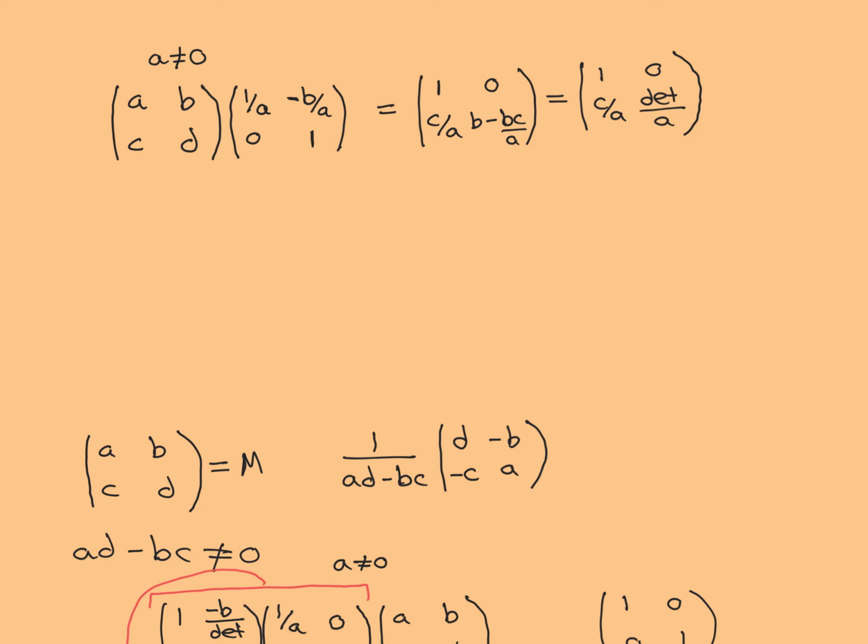Then we go further, so we're now going to take another matrix on the right here, and multiply it with our answer, so 1, 0, c over a, det over a, and we want to try and get closer to the identity. So what are we going to do?